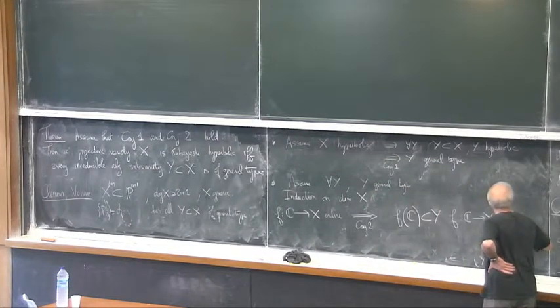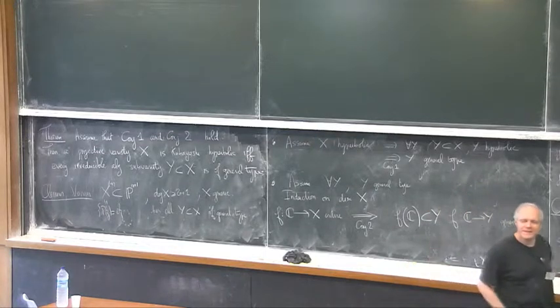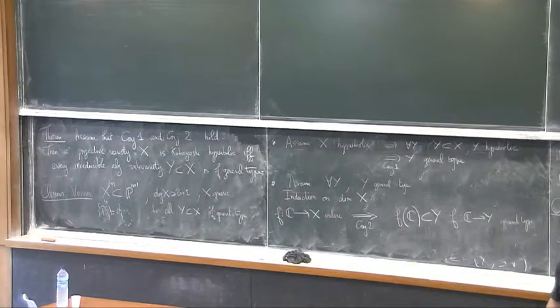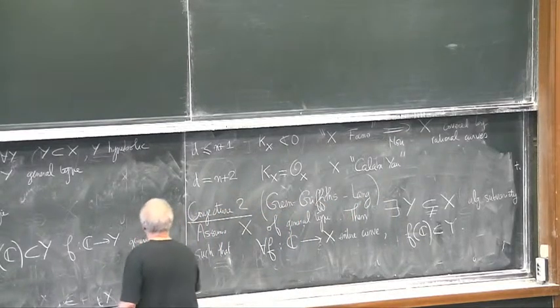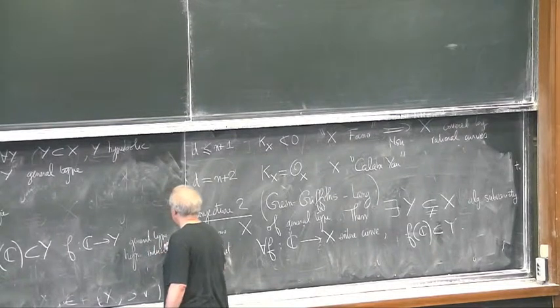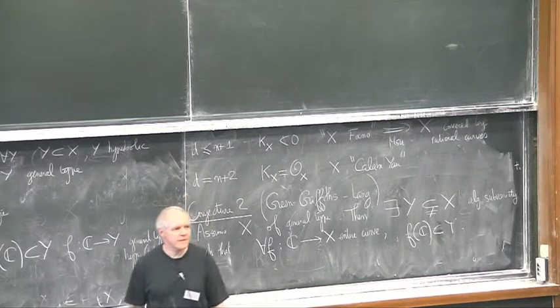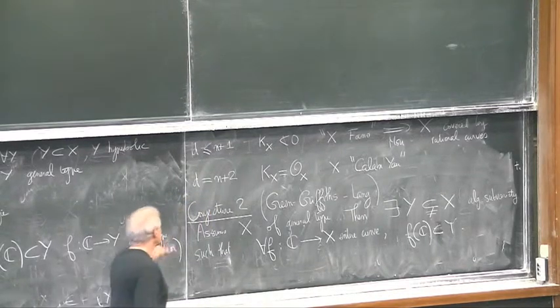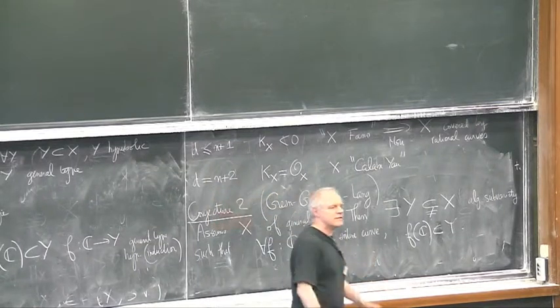So in case the dimension is 1, we know everything. So by induction on dimension, Y is hyperbolic, because it has no subvarieties not of general type. So therefore it's hyperbolic by induction, and therefore f is constant, and then you're done. So you see that this Green-Griffiths conjecture is pretty strong because it allows induction on dimension.